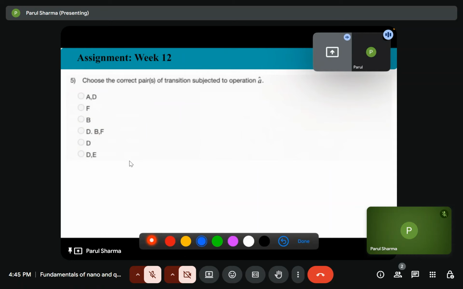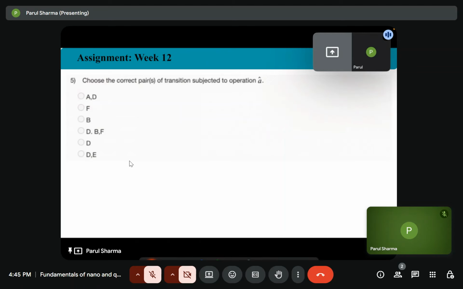So now we have to choose the correct pair of transition subjected to operation A. So when A will operate on one, it will give us the lower state. That's why it is a lowering operator. Since we have to check it is operating once, so the downfall of the state will be by step one. So we'll check.